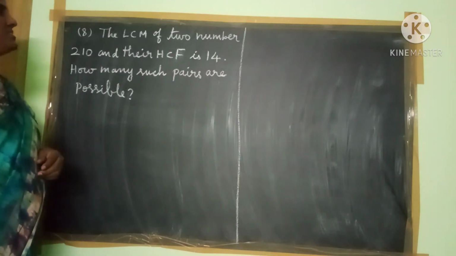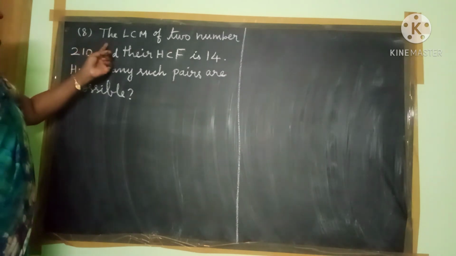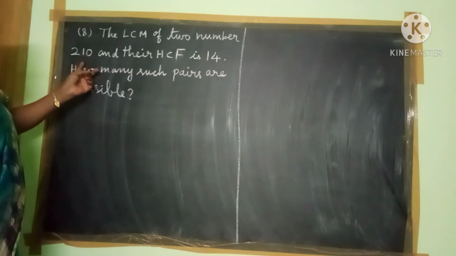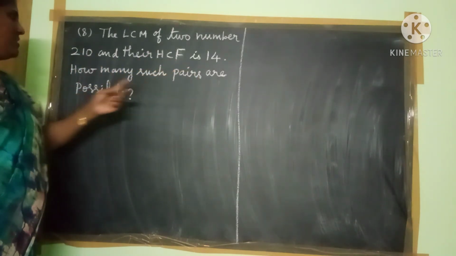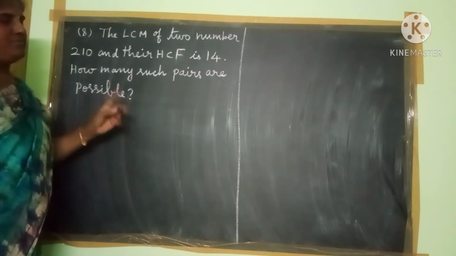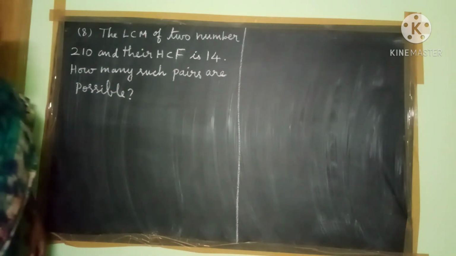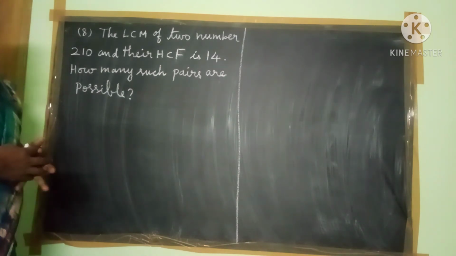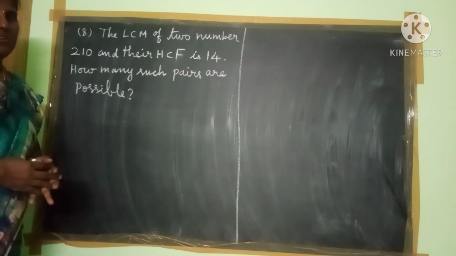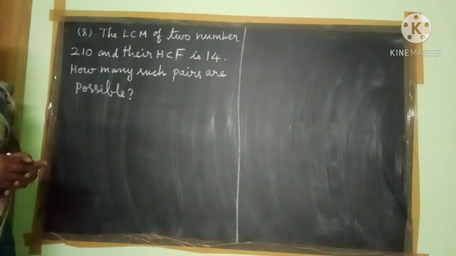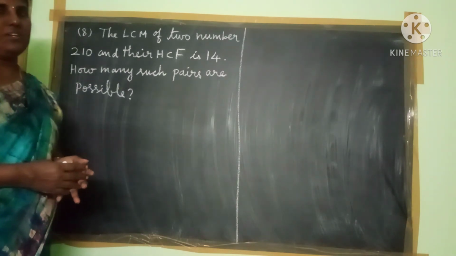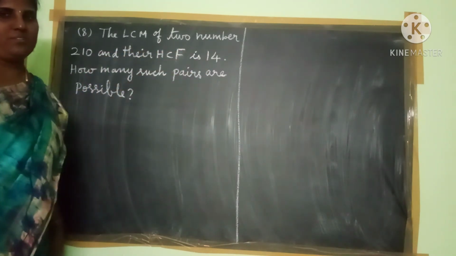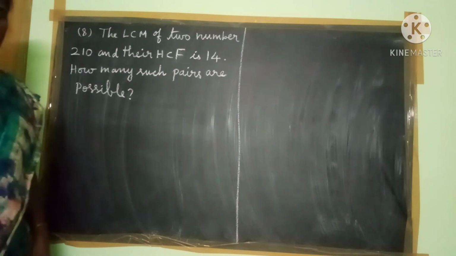So therefore, children, let's see the next sum, the 8th one. The LCM of two numbers is 210 and the HCF is 14. How many such pairs are possible? Already I told you the relation between HCF and LCM. What is the relation between HCF and LCM? What was the rule? Do you know that? Yes. The product of the two given numbers is equal to the product of their LCM and HCF. Already we learned, isn't it?